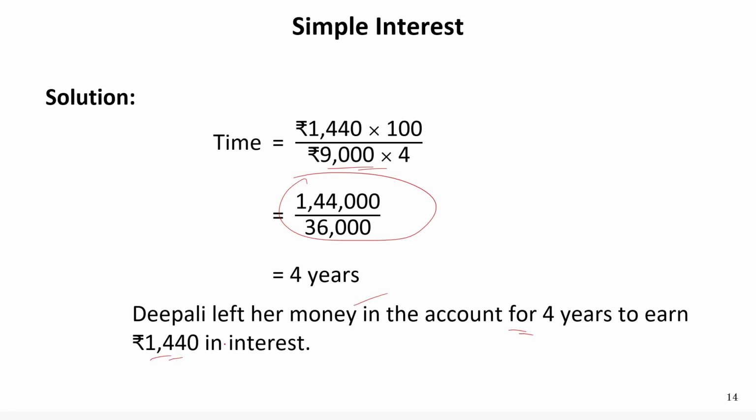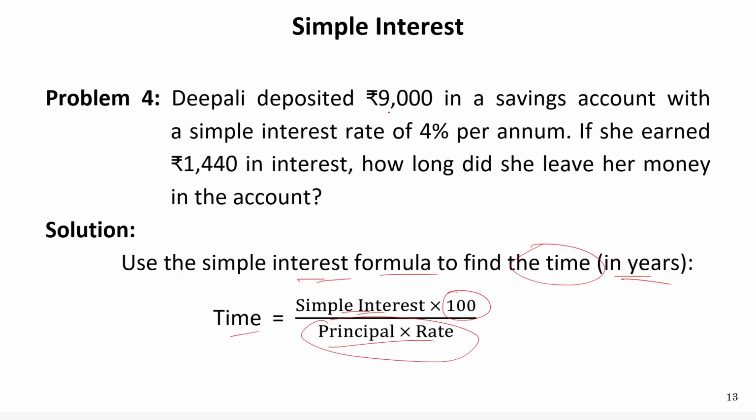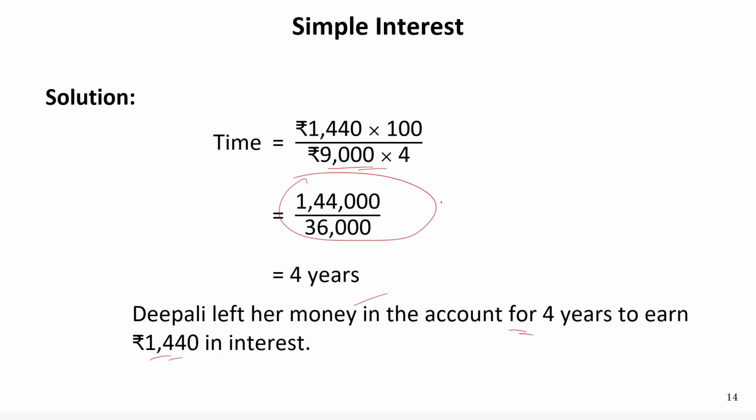Okay, and got this much amount in interest. So if Dipali deposited this much amount in the savings account and the interest rate was 4% per annum, then she earned this much in interest, and she left her money in the savings account for 4 years. Okay, so 4 years is the answer here.